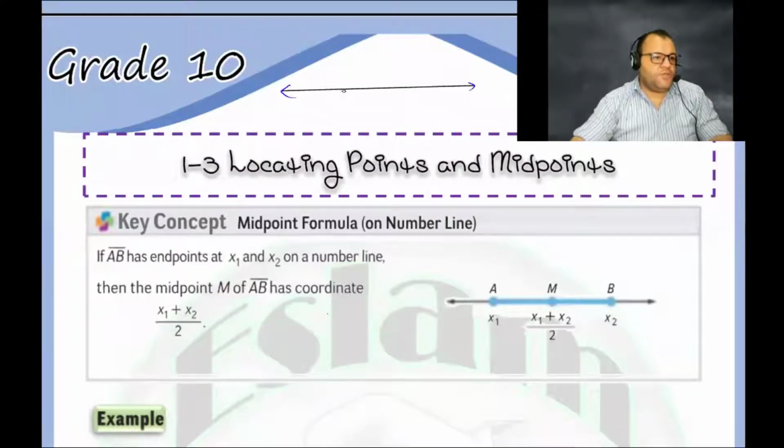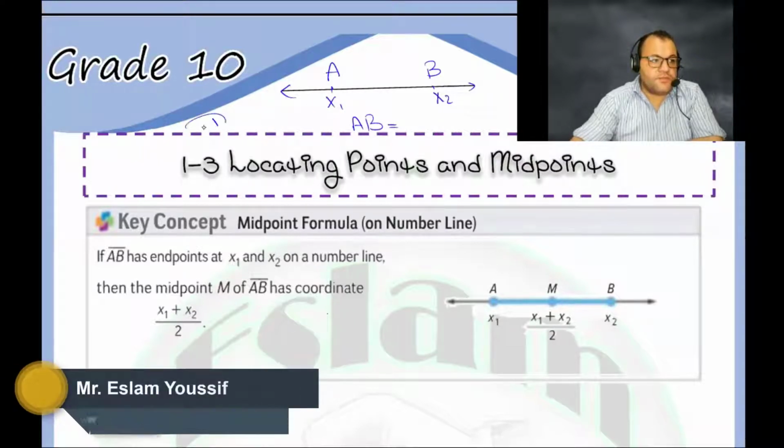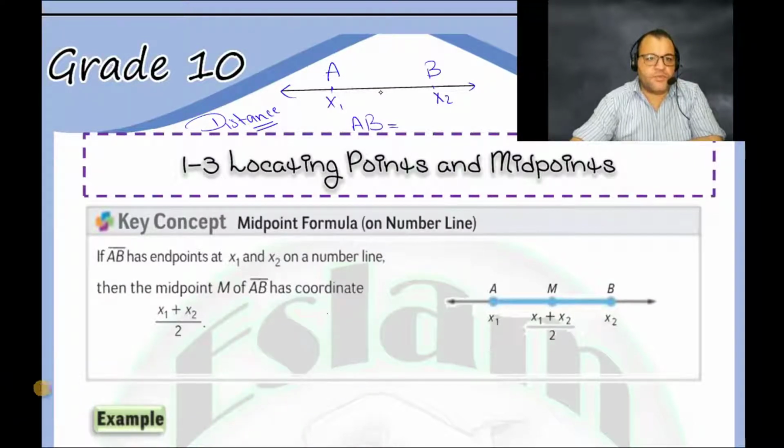That's A. So we have here a point A located at x1, and we have here a point B located at x2. How can we find the distance between A and B? That's what we know from the last lesson. How can we find the distance between the 2 points?